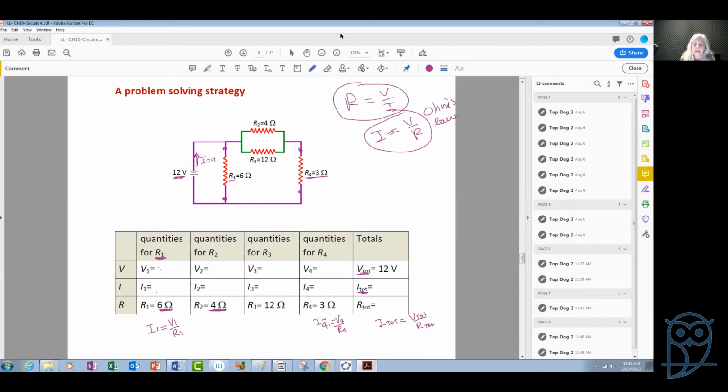So, and why am I talking about Ohm's law? Because as we go along and we find more and more unknown parameters, and we replace them in the table, once we have a column with two values and one missing value, we can apply Ohm's law and we can find the third value.